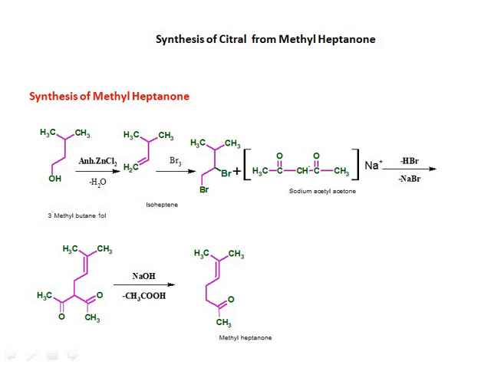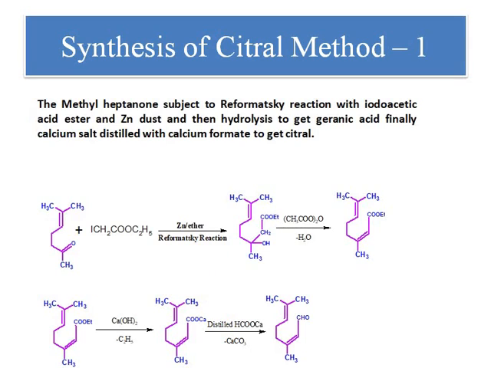Then after formation of those molecules, which can be treated with NaOH, we get the molecule methylheptanone, right, the methylheptanone. After formation of this methylheptanone, now we are prepared to synthesize the citral by the first method.